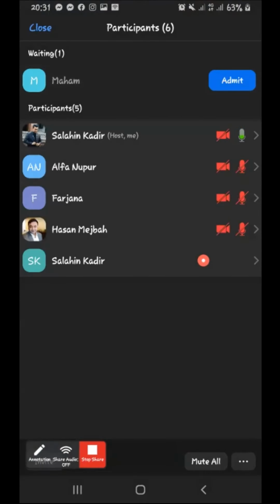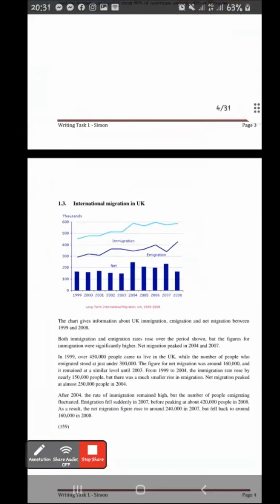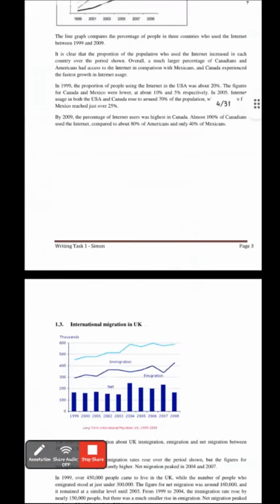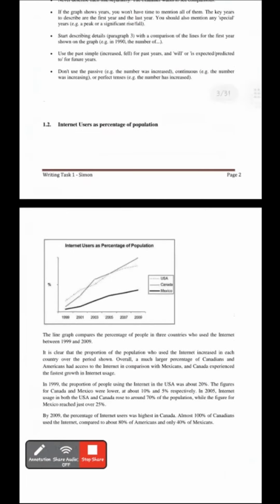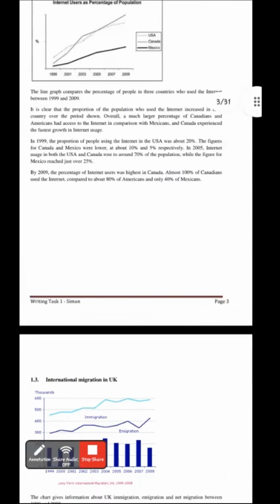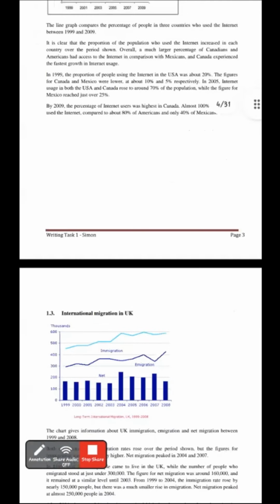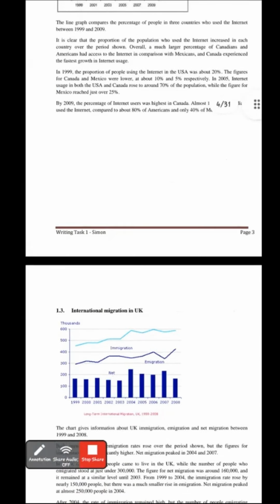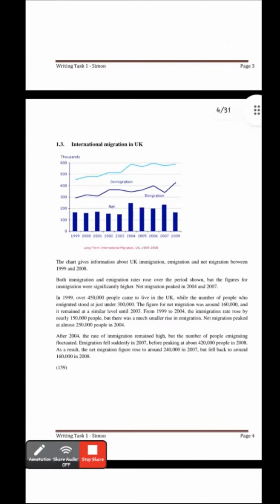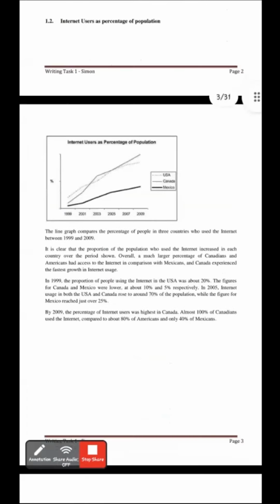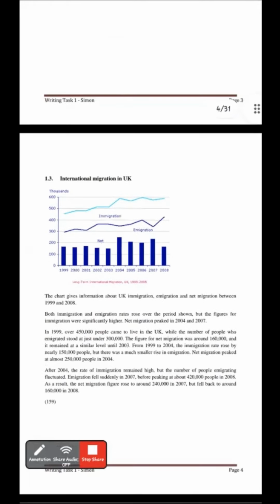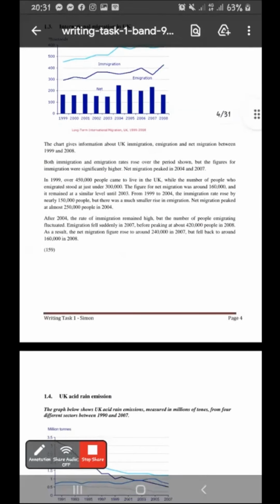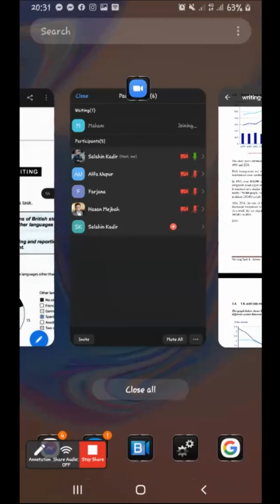Oh, just wait, someone joined. Maham from Pakistan, admit. Okay. So this was all about internet users as a percentage of population. Then we have international migration in the UK. All right. First we dealt with internet users as a percentage of population, then international migration in the UK.